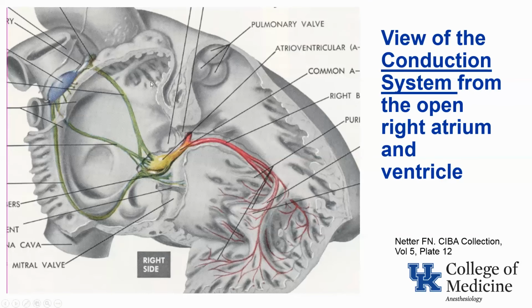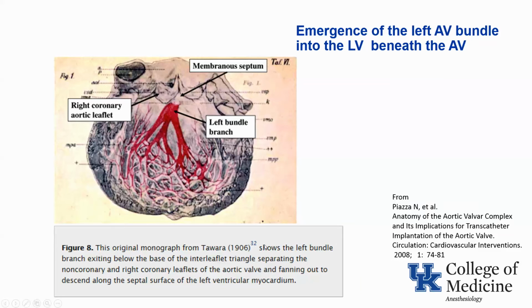This diagram again shows the location of the SA node, the internodal tracts, the AV node, the bundle of His penetrating the fibrous skeleton and dividing into the left and right bundles. Notice the right bundle often sends a branch through the so-called moderator band to the lateral wall of the right ventricle.